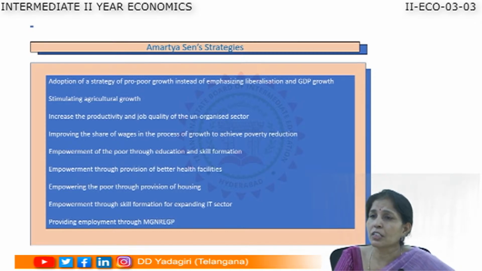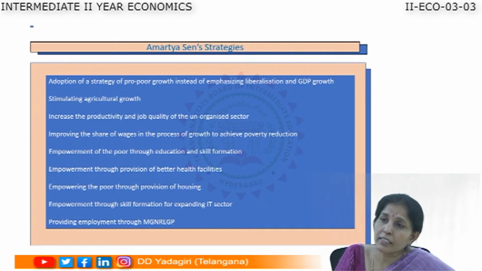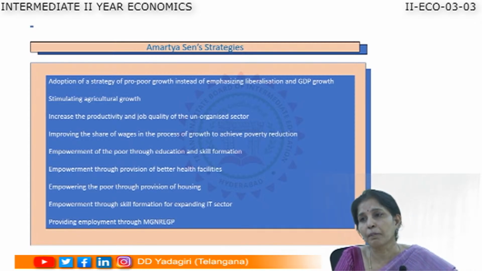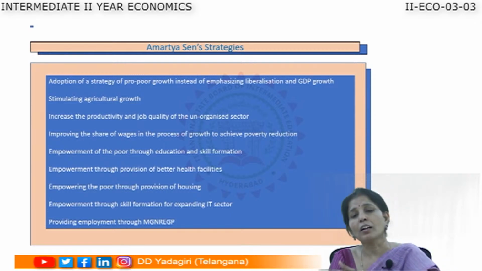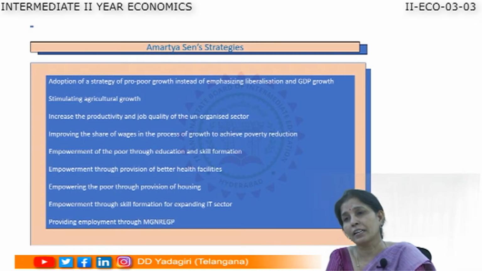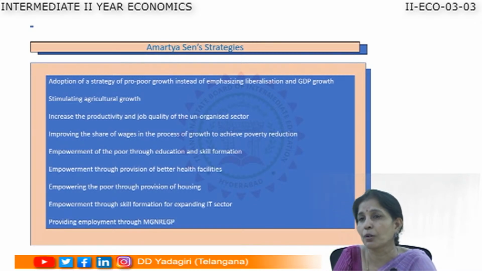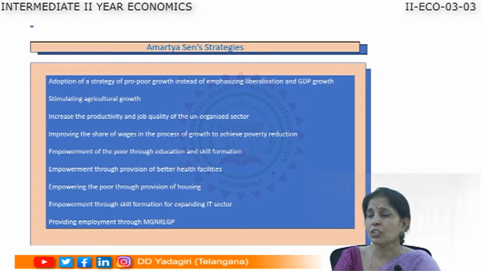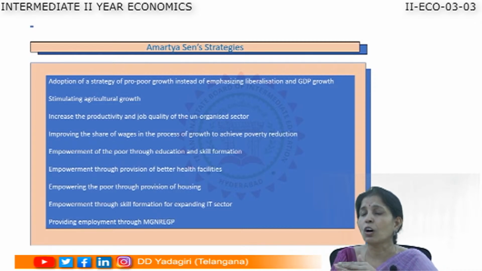Adoption of a strategy of pro-poor growth instead of emphasizing liberalization and GDP growth. So we need reforms, policies, and strategies which concentrate on uplifting the poor people rather than emphasizing economic reforms, which create more of a gap between the rich and the poor. So more than liberalization and GDP growth, we have to come out with policies which emphasize uplifting the people from the poverty line.